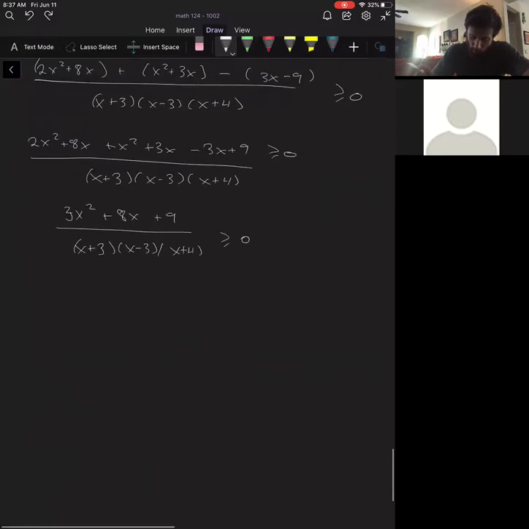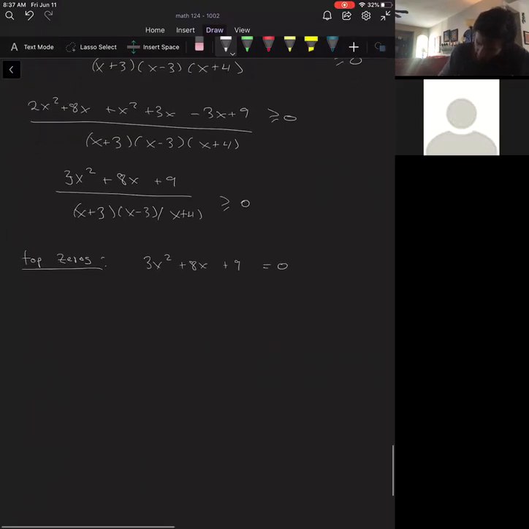So we didn't make any mistakes. The book just kind of gave us a problem that was unnecessarily difficult or just sort of tedious. So we need to find our top zeros and our bottom zeros. So let's do that. For the top zeros, we need to set 3x squared plus 8x plus 9 equal to 0. But we can't factor that, so we have to use the quadratic formula. Here's our ax squared plus bx plus c. So our a is equal to 3, our b is equal to 8, and our c is equal to 9.